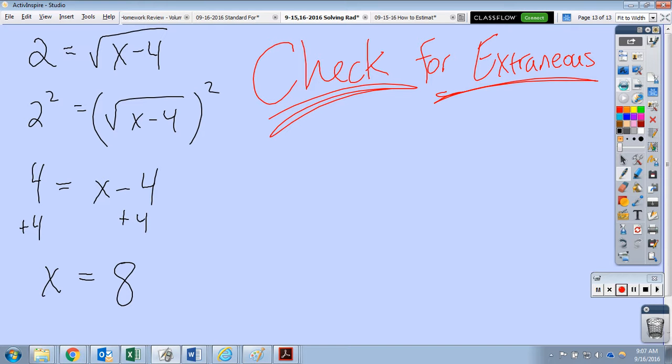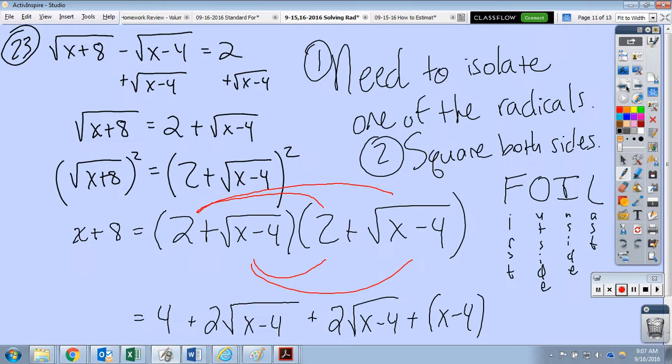Let's do that. So let's go back to the original. This guy, and always plug it into the original. Don't plug it into some line that was halfway through our work. Plug it into the original given equation. So we have the square root of x plus 8 minus the square root of x minus 4 equals 2.